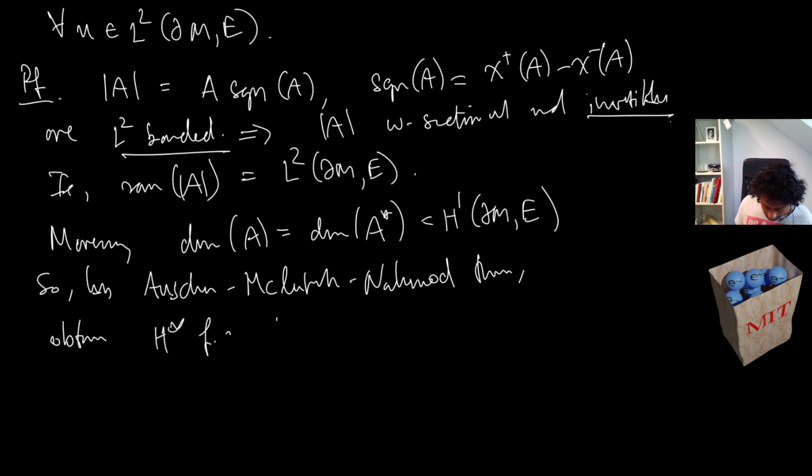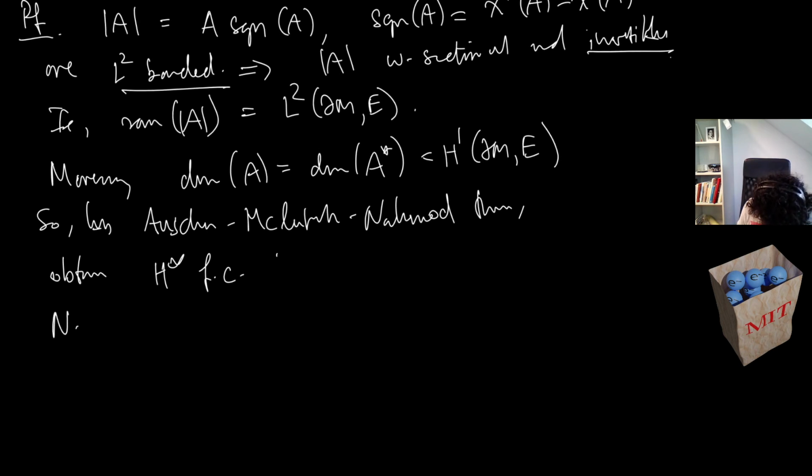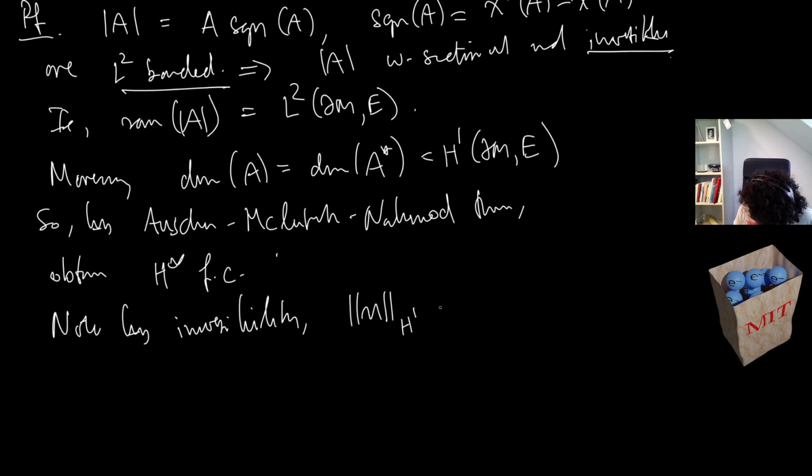So actually invertibility is important here. Note, by invertibility, the norm of u in H1 is comparable to the norm of modulus A of u. Well, it's also A of u, without a lower order term. And because A is invertible, so is A adjoint. So this is where we end up getting this estimate. It's really from elliptic regularity, and then we get a functional calculus.